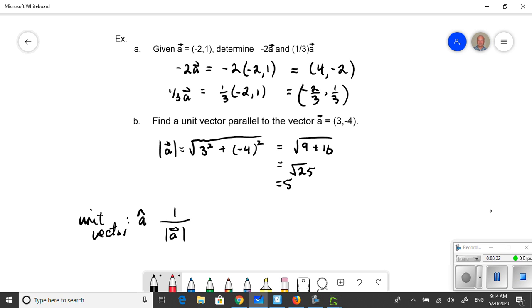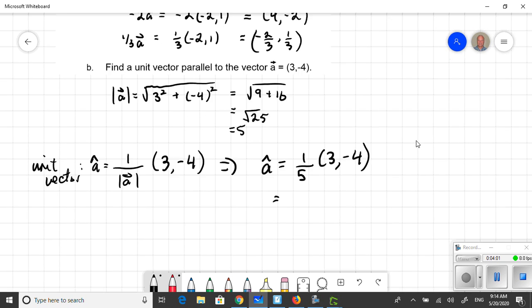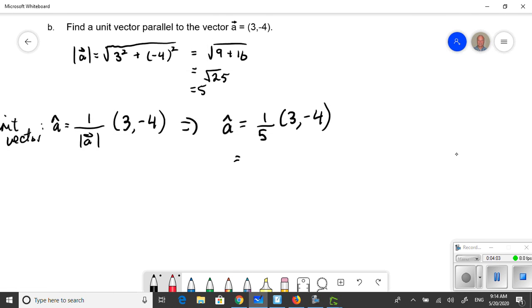Let's call this a hat. And then I'm going to multiply it. I'm going to make sure it goes in the same direction, so I'm going to multiply it by the vector. So what this is, a hat as a unit vector, and I've got 1/5. I found my magnitude of a is 5, so I'm going to multiply it by a factor of 1/5. And I'm going to make sure that that vector gets multiplied by that scalar factor of 1/5. Now, I can leave it in this form, or I can leave it in this form here, or I can actually write it out.